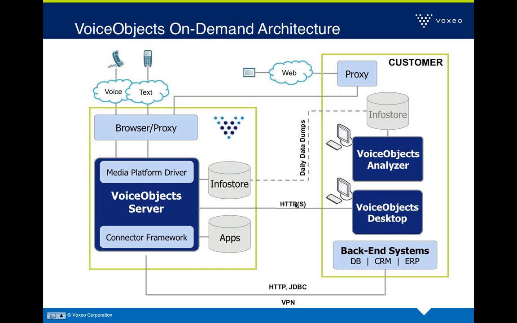So that's pretty much it, high level. It's your two clients accessing the server. It's your local InfoStore. It might be a web proxy if you intend to provide web-based applications, and then the backend system access.